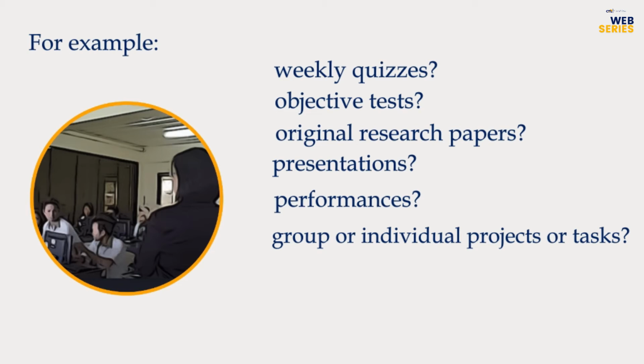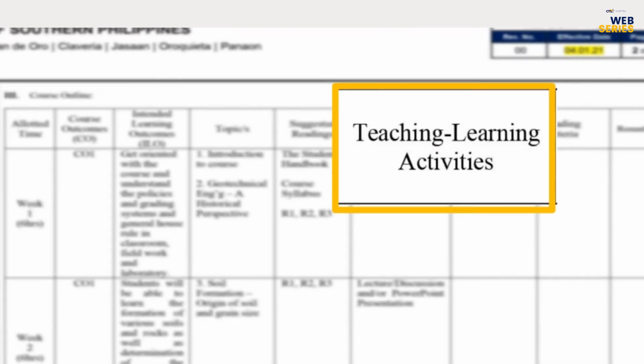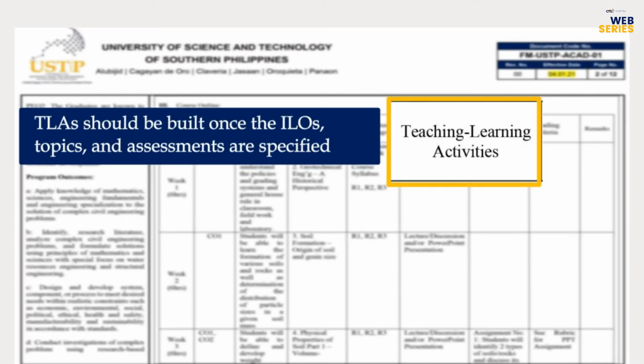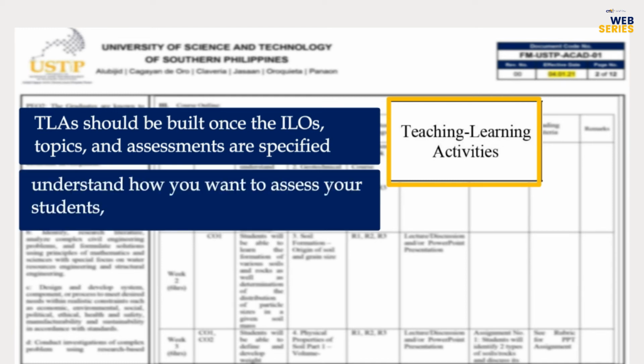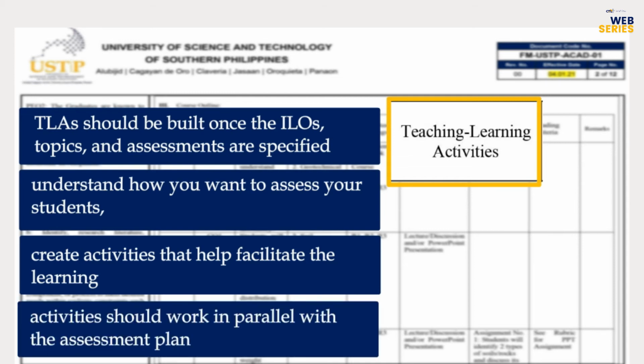Assessment is an essential aspect of student learning. Again, make sure to align assessments with intended learning outcomes and your course outcomes. This portion of the outline, the TLAs, should be built once the ILOs, topics, and assessments are specified. Once you understand how you want to assess your students, you can create activities that help facilitate the learning to help students achieve the ILOs. These activities should work in parallel with the assessment plan.